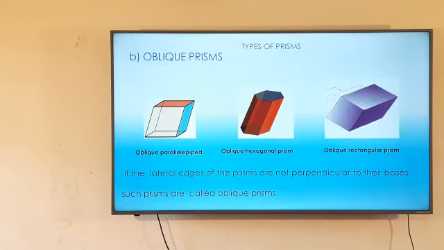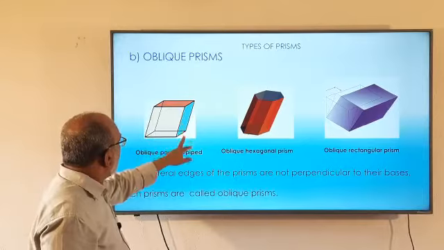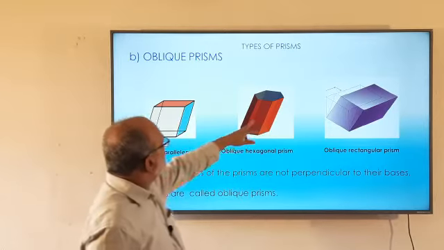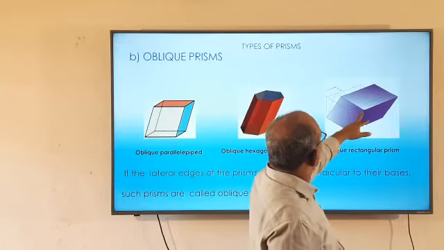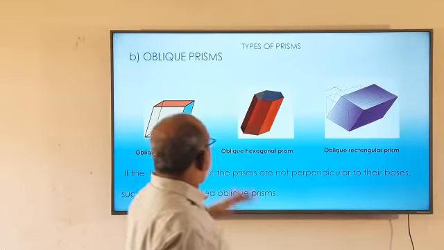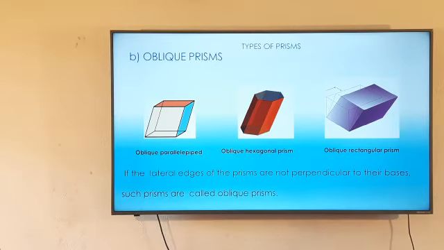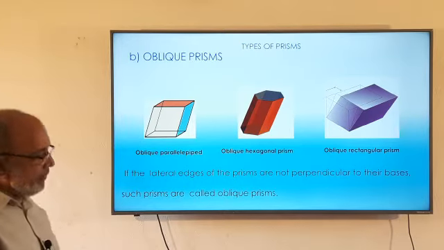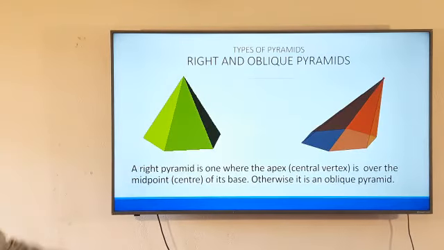And here we have oblique prisms. In an oblique prism, the lateral edges are not perpendicular, they are slanted. Here also it is not perpendicular, it is slanted. And here it is also slanted, not perpendicular. For this reason, we call all these prisms oblique. Okay. So now right and oblique pyramids.